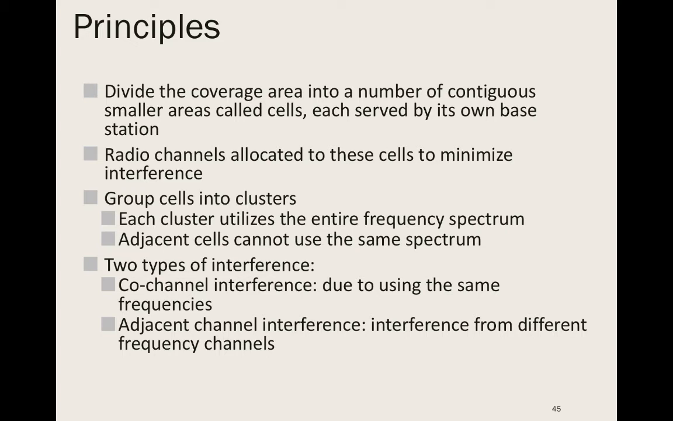Group cells into clusters. So when we have a group of cells, we call it a cluster. Each cluster utilizes the entire frequency spectrum. Adjacent cells cannot use the same spectrum because of the interference. We have two types of interference, co-channel and adjacent channel. Co-channel interference happens due to using the same frequency, and adjacent channel interference comes from different frequency channels.